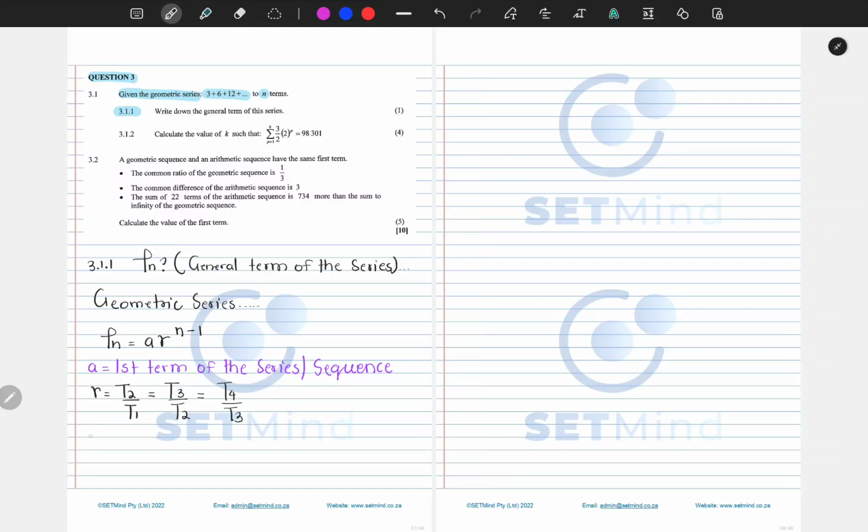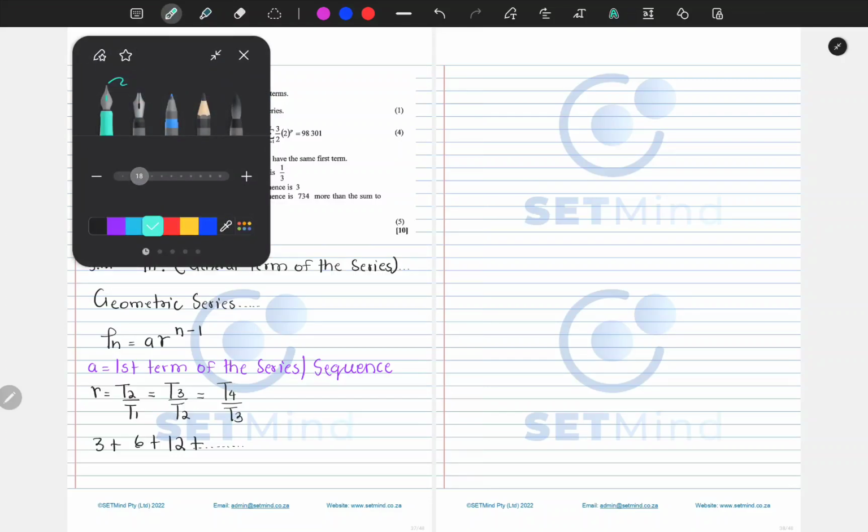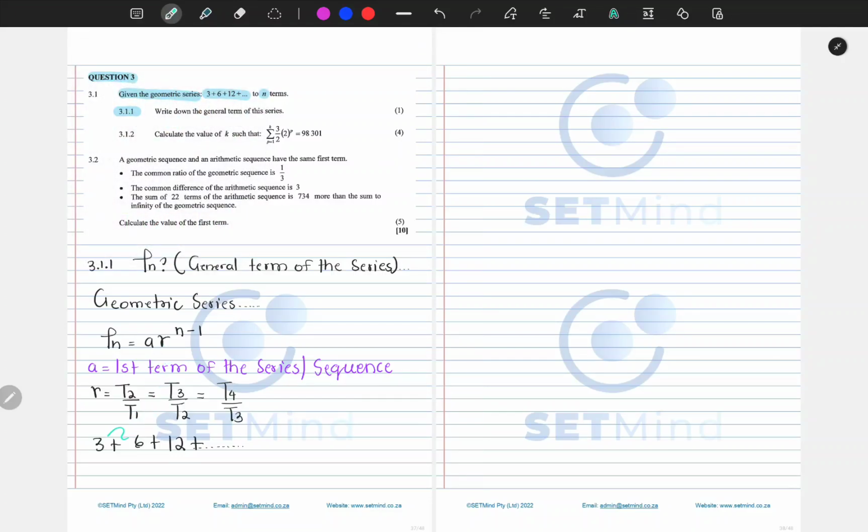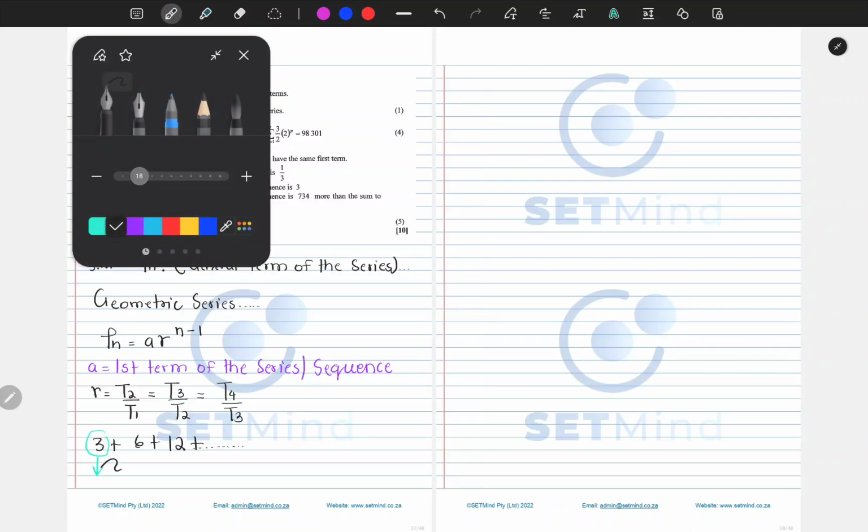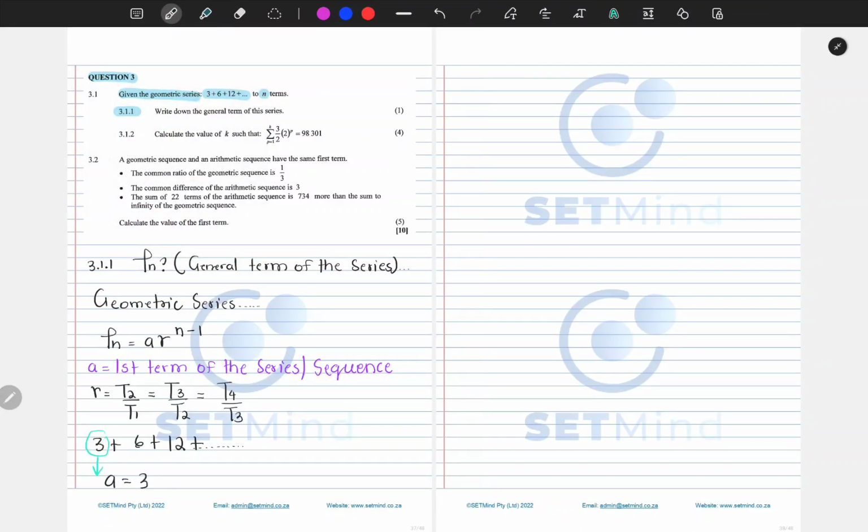So what we can clearly see from our problem is that we have 3 plus 6 plus 12 plus and so on. So we can clearly see the first term, which is a. So there should be our a, which means our a will simply be 3. Now we need to find our constant ratio, which is the same as dividing T2 by T1, and this is the same as dividing T3 by T2.